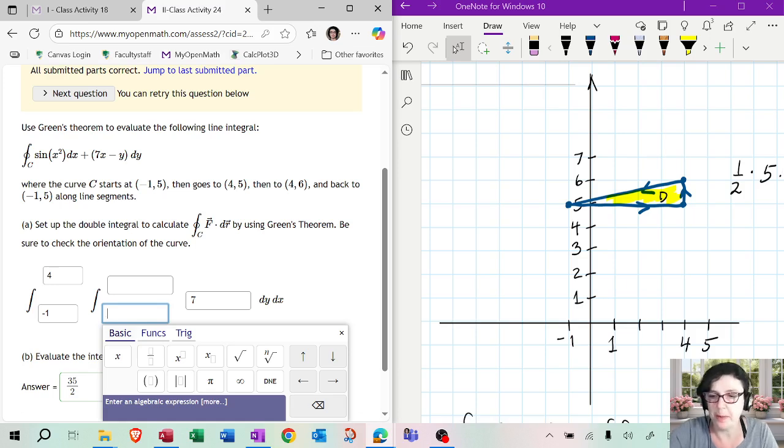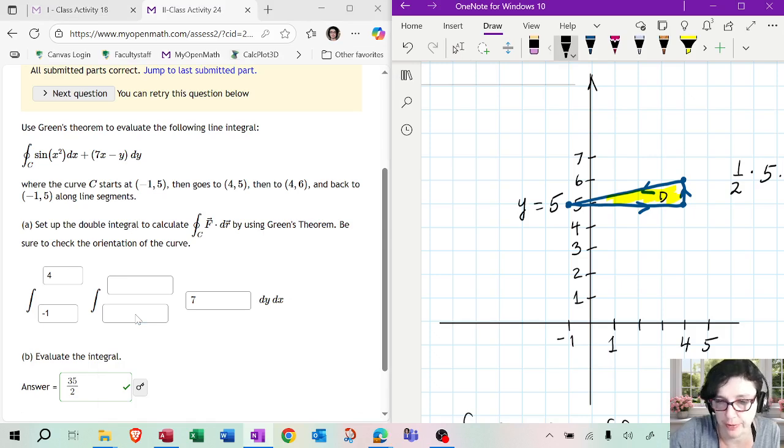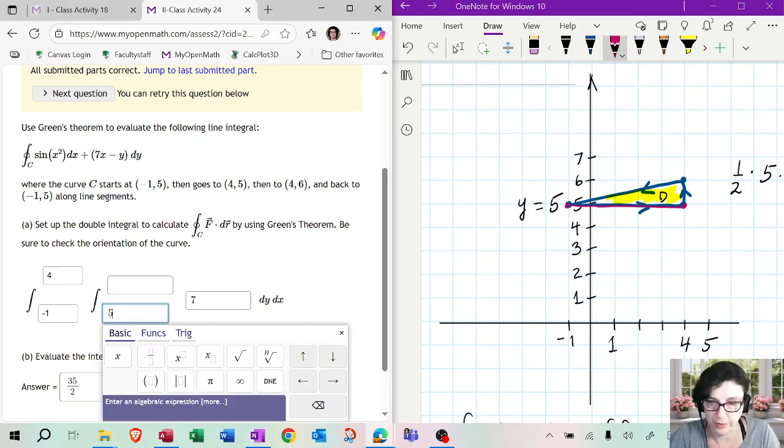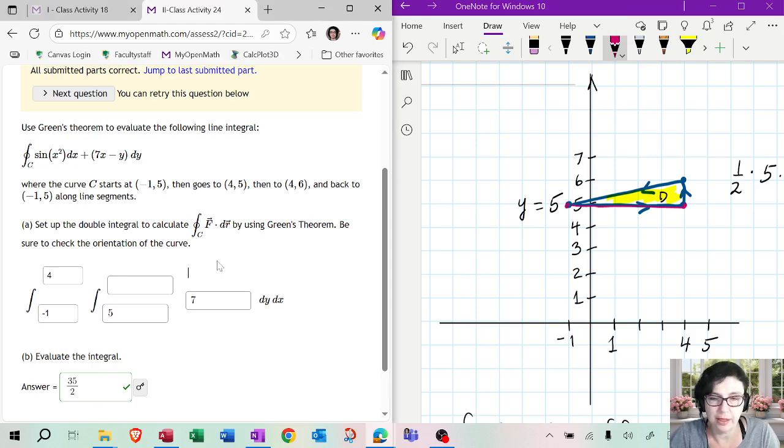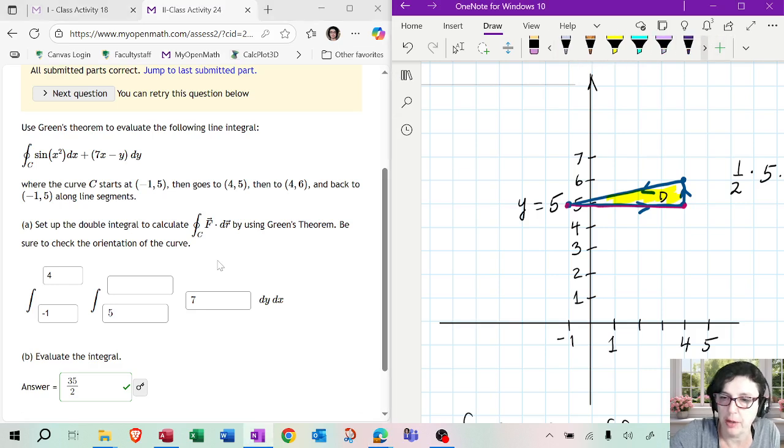So what is the bottom curve? The bottom curve here is y equals 5, right? Because it's a horizontal line. So horizontal lines have equation y equals something, and it's at the level of 5, right? Any point on this line has the y coordinate equal 5. So that's going to be our bottom curve. That's going to be 5. But the top is not going to be 6, because the top is going to be this line.